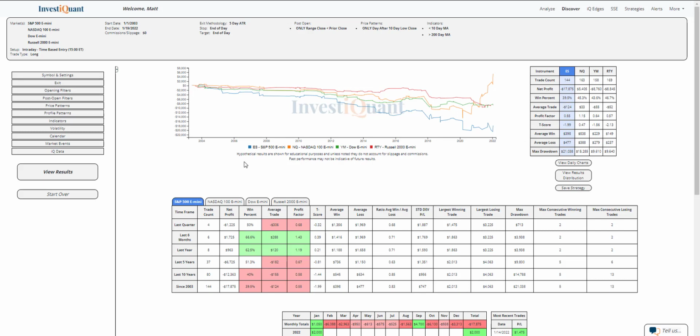You can see the equity curve here on the S&P. I'm just going to highlight that, just hovering my mouse over the ES here. Very consistent to the downside there. Very smooth equity curve to the downside. That's the weakest of the group there. That's a 40% win rate.